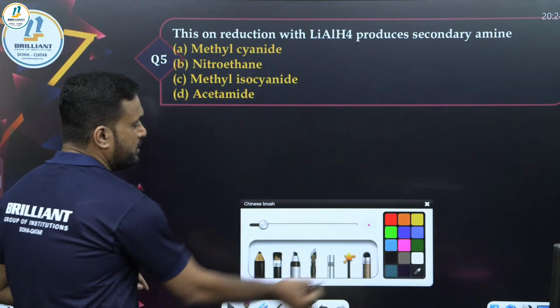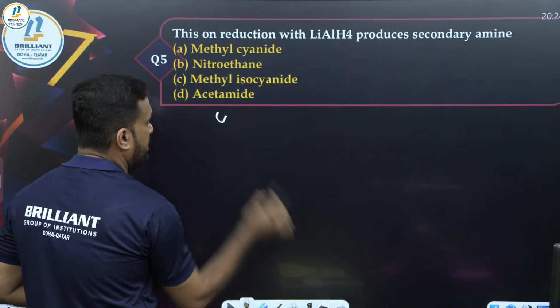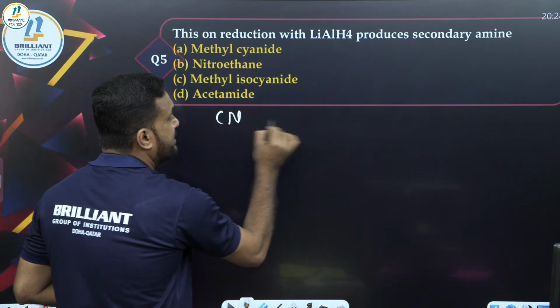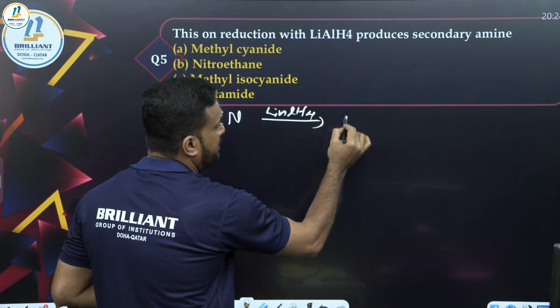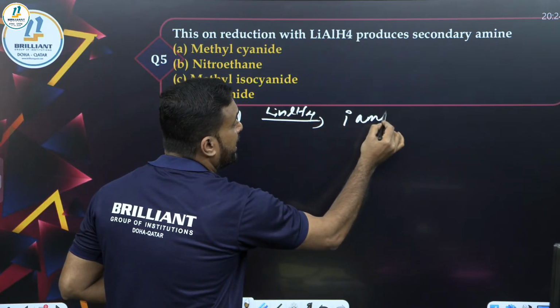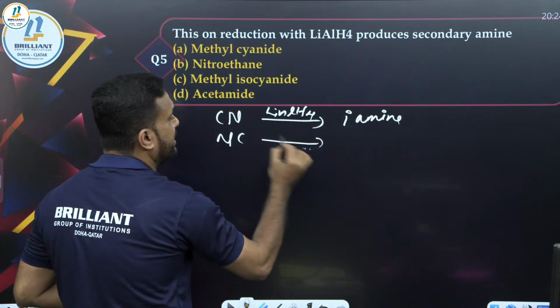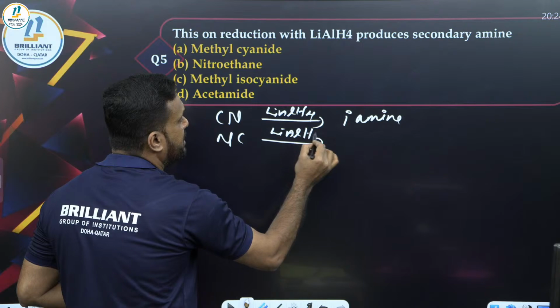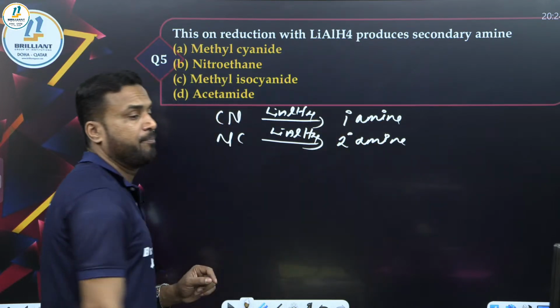I'll give a logical part over here. I'll write the functional group, that will be better. Keep in mind, dear students, when a cyanide undergoes reduction with lithium aluminium hydride, you will get a primary amine. This is very important. If it is NC, an isocyanide, with the same reducing agent lithium aluminium hydride, you will get a secondary amine.